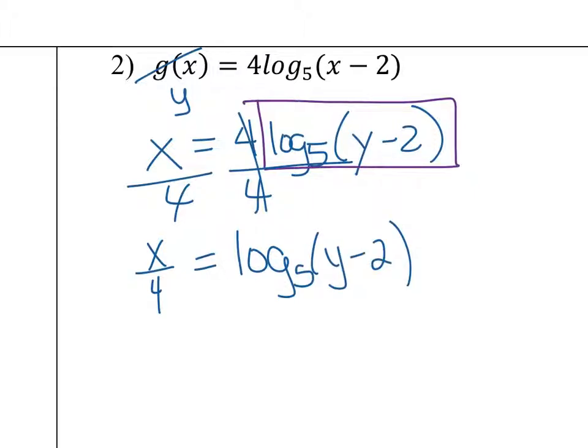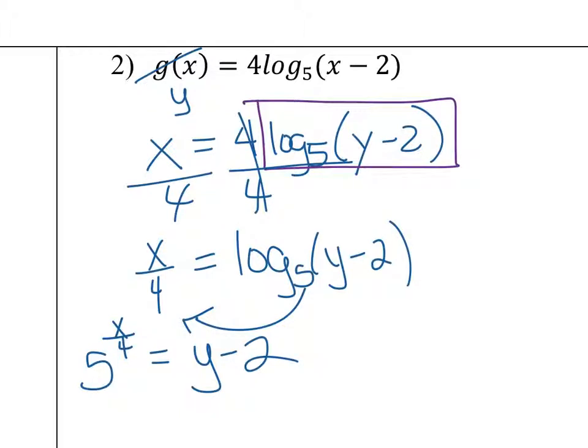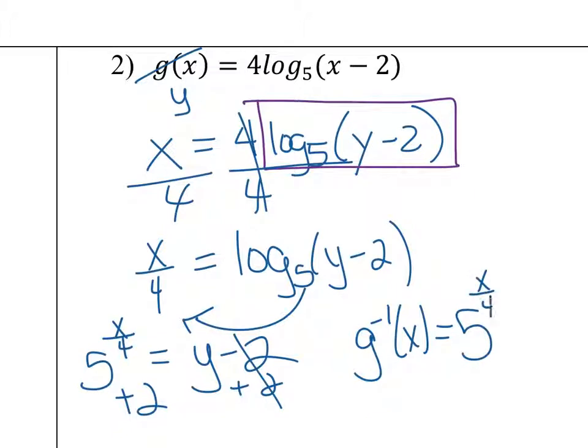So now this is isolated, so I just do my log switch. 5 to the x over 4 equals y minus 2. Now my log is gone, and I add 2. So the inverse of g is equal to 5 to the x over 4 plus 2. This 2 is not in the exponent, it's just being added to whatever the exponential is. Awesome. I don't know why I did that.